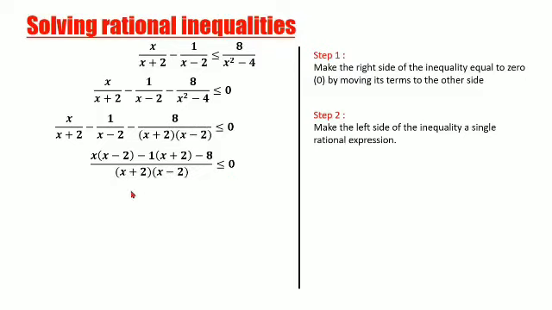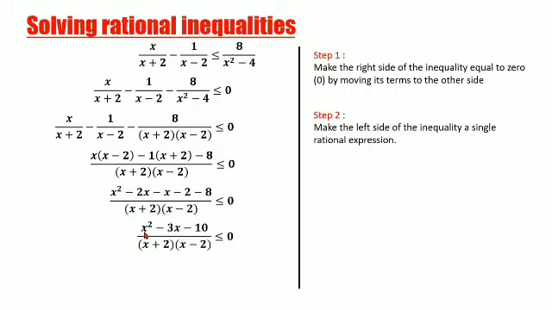Now let us simplify this further. We will have x times x is x squared, x times negative 2 is negative 2x, negative 1 times x is x, negative 1 times 2 is negative 2, and we have negative 8 there, all over x plus 2 times x minus 2 is less than or equal to 0. Combining like terms in the numerator, we will have x squared minus 3x minus 10 all over x plus 2 times x minus 2 is less than or equal to 0.